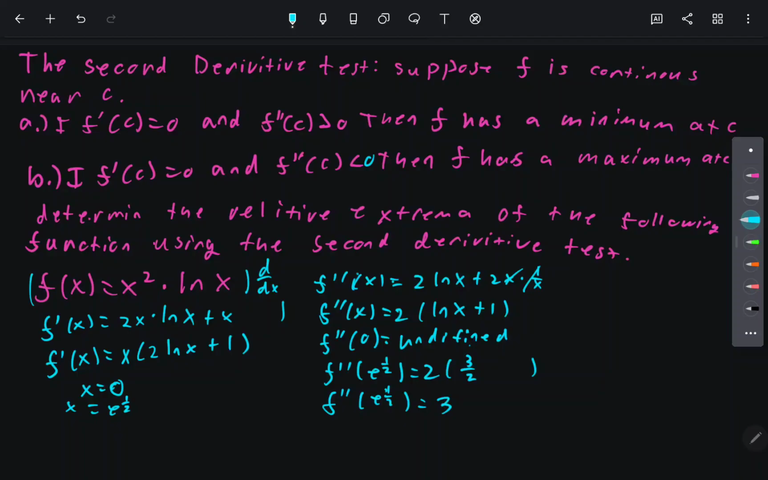So there must be a minimum at e to the 1/2, comma, and now we have to plug this e to the 1/2 into the original function. E to the 1/2 squared is e times 1/2, so that's going to be 1/2 e to the 1/2. However, because f double prime of 0 is undefined, the second derivative test is inconclusive at 0.